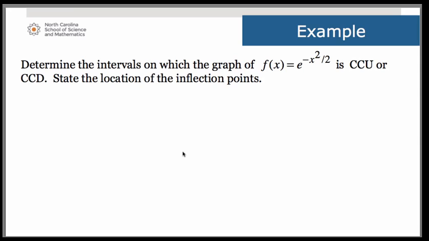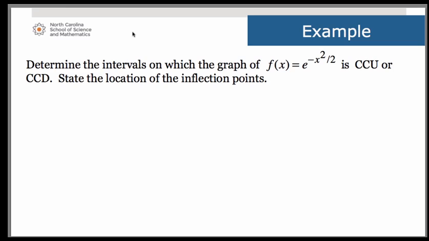So let's look at an example problem. And we have a function e raised to the negative x squared over 2. We are asked to determine where it is concave up and concave down and locate the inflection points. So remember, concavity is dictated by the second derivative, so we're going to have to go ahead and find our derivatives. So the first derivative will be e raised to the negative x squared over 2. By the chain rule, we need to multiply by the derivative of the exponent, so that's simply going to be negative x.